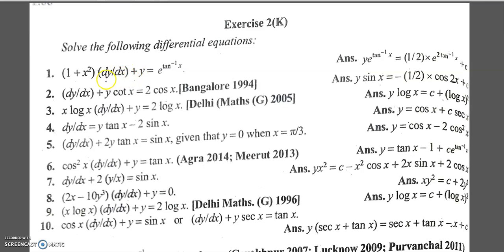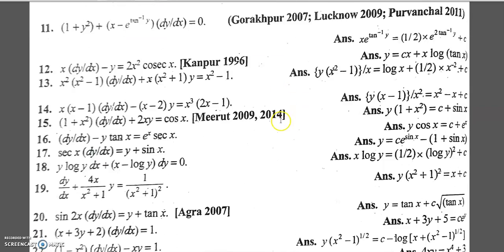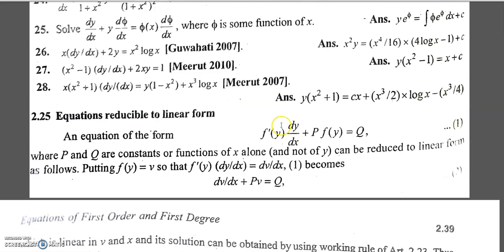After multiplying by the integrating factor, the equation becomes exact in nature, so we can write d/dx of (y times the integrating factor) equal to Q times the integrating factor. If you integrate both sides, you get y times the integrating factor equal to the integral of Q times the integrating factor plus C. Then you just solve it. So for this exercise, you do it in the same fashion and you will get the solution.